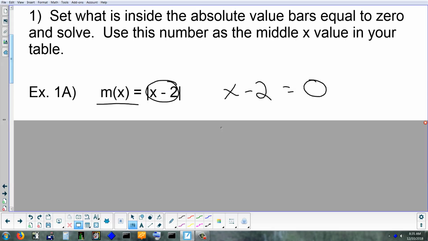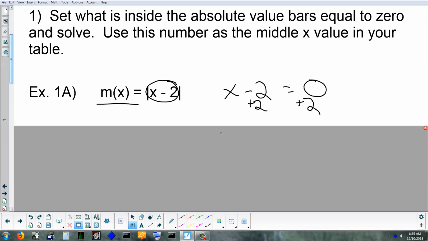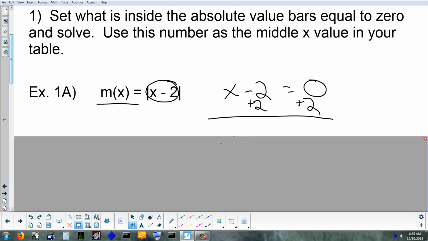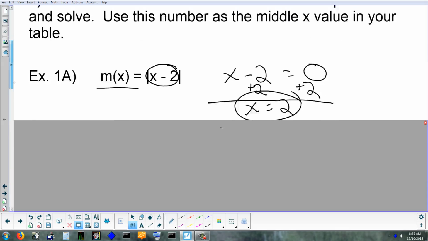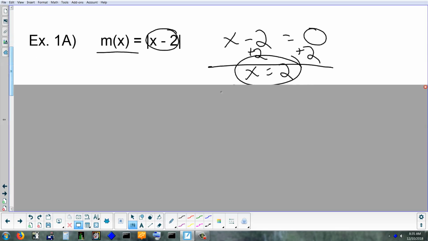I'm going to solve for my x value for my vertex. How would I solve that? What do I have to do? Matt? Add 2. Just add 2. Plus 2, plus 2. x equals 2. All right? Now I'm not done yet. That just gives me my first value. Now I can start with my chart. All right?